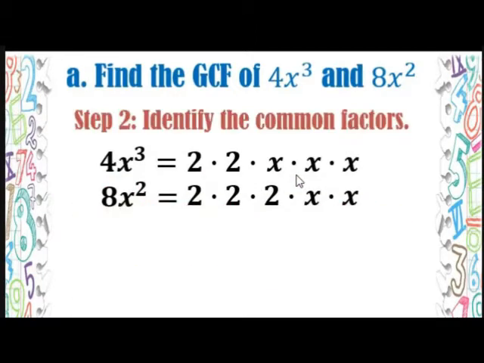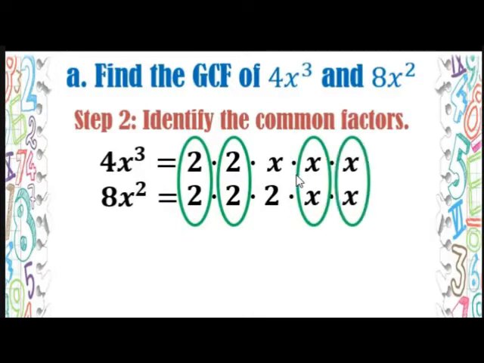Second step, identify the common factors. Now, looking at the factors of 4x cubed and 8x squared, we can easily see the common factors. We have the common factors, 2, this one, x, and then another x.